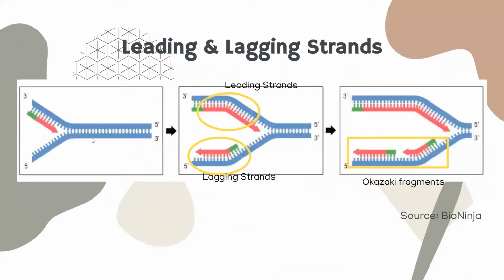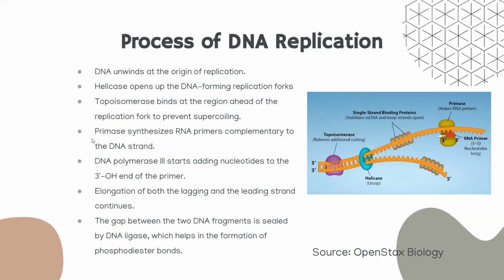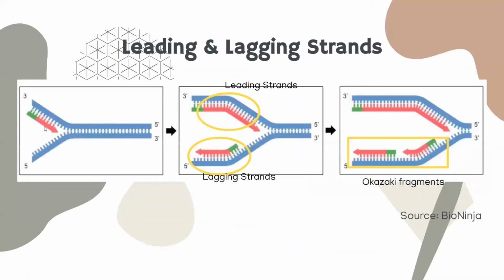Leading and lagging strands. As I said, helicase opens up the DNA replication fork, and as it opens up, there are two strands. As I also mentioned before, the direction of replication is always 5' to 3'. So for the leading strand, it's easy. It starts from 5', it never ceases, it just continues on and on, never disrupted, and replicates without fragmenting.